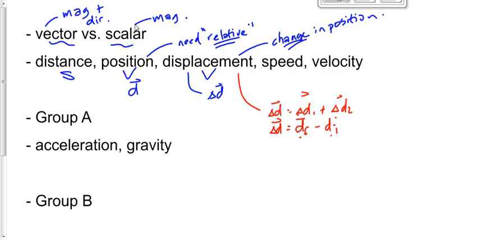Why is distance sometimes the same value as displacement, as it was in the first case, but sometimes a different value than displacement, as it was in the second case? Why was it 13 and 13? Then why was it 13 and negative 5?